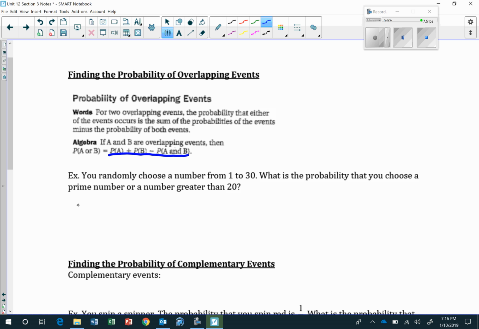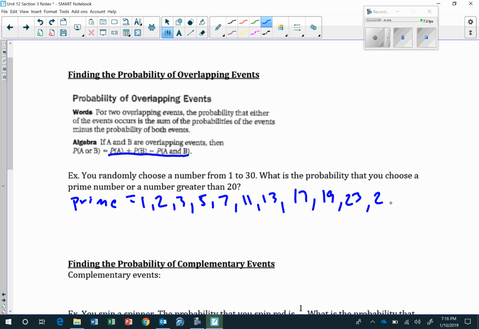So first we need to look at how many prime numbers we have between 1 and 30. So that's going to be 1, 2, 3, 5, 7, 11, 13, 17, 19, 23, and 29 are all prime numbers. So we have 11 total prime numbers. Then we need to know how many numbers we have that are greater than 20 from 1 to 30. So that's going to be 21, 22, 23, 24, 25, 26, 27, 28, 29, 30. So we'll have 10 of those.